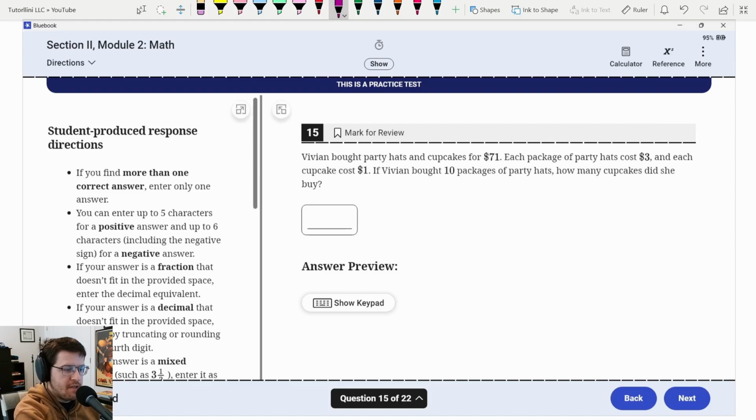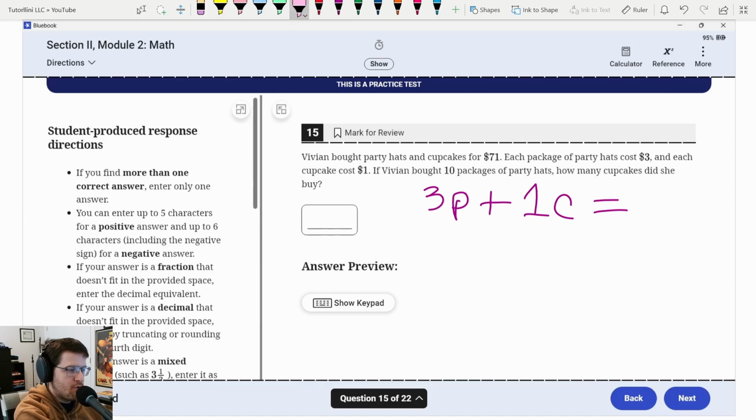Okay, question 15. For this one, I'm going to try to write an equation that represents the problem. Each package of party hats costs $3, so I'll do 3p for the party hats, plus how much she spent on cupcakes. $1 for each of the cupcakes, so 1, and if I buy c cupcakes, 1c. It's not really proper to write 1c, but I'll leave it like that so it's clear.